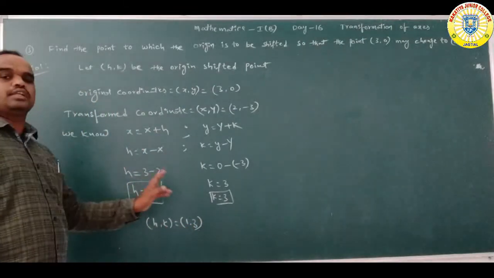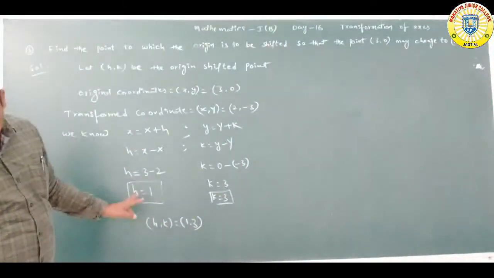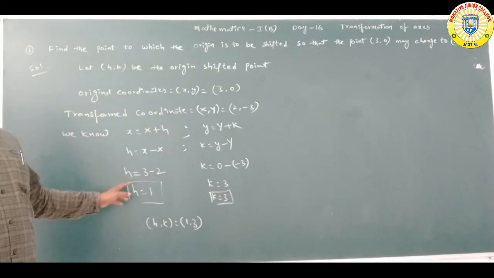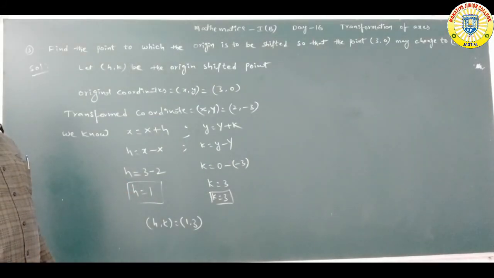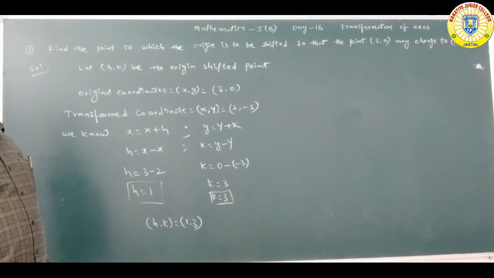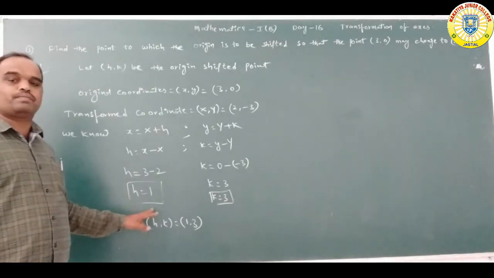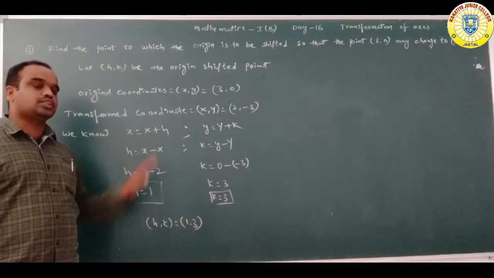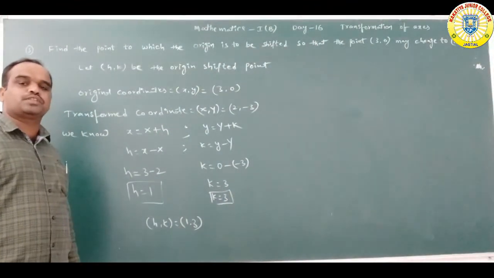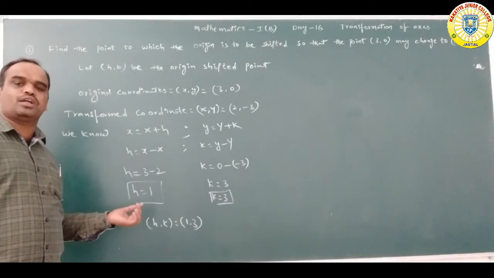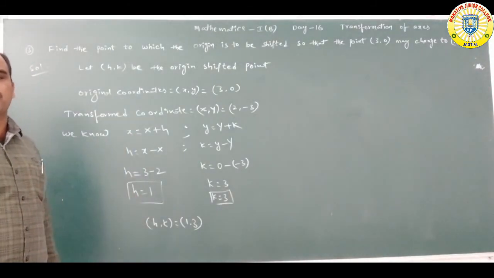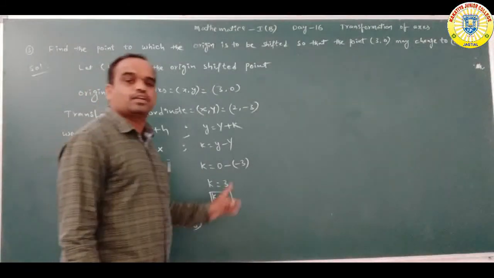See the origin shifted point. What is the origin shifted point, sir? Here h comma k is the origin shifted point, which is 1 comma 3. So by using this relation, x is equal to capital X plus h, y is equal to capital Y plus k, we can convert from one system to another system, and so we can find the origin shifted point. All of you understand?